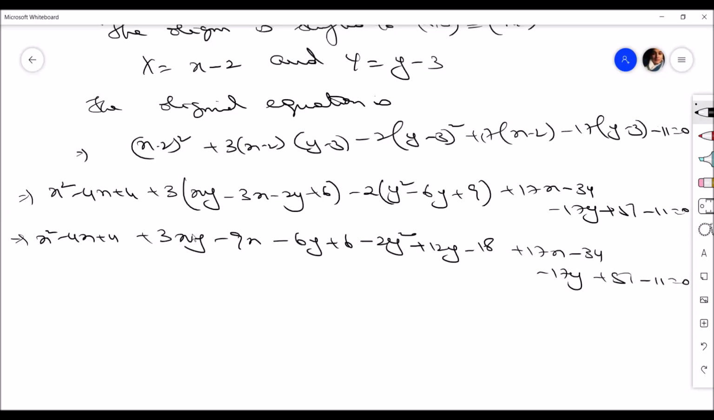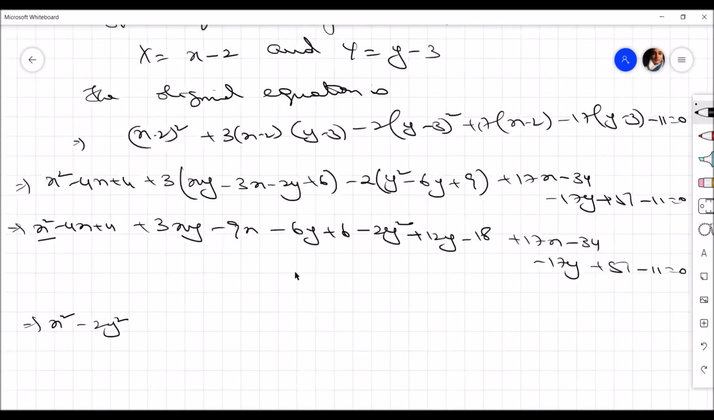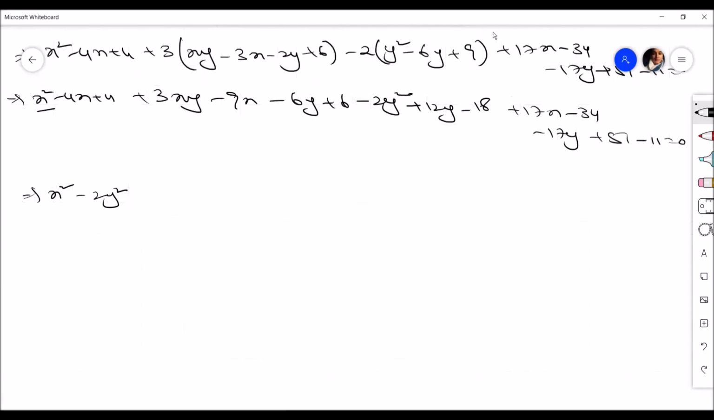So let's check all the x square terms. There's one x square term. Then minus 2y square. You know the natural order in which you should write the terms. It's easier to remember and more appropriate if you use the natural order. So that will give you x square minus 2y square. Let's check the xy terms. This is 18, I'm sorry. It's 3 times 6 is 18. So x square minus 2y square plus 3xy.